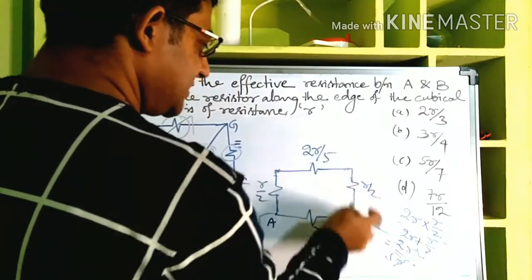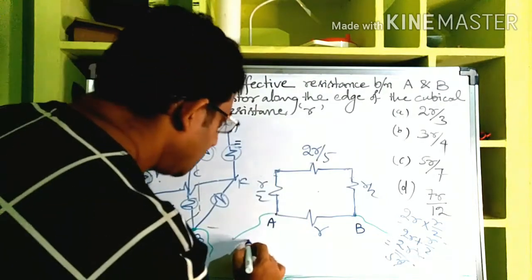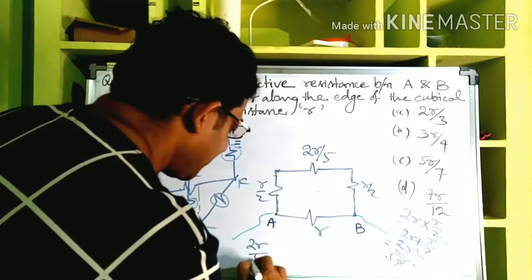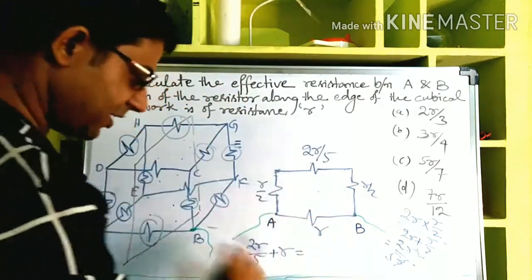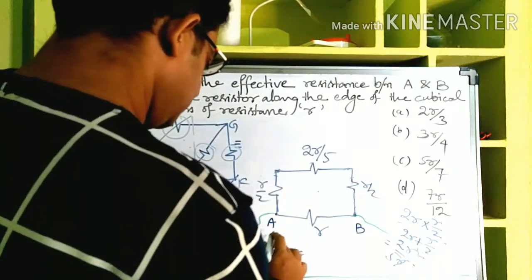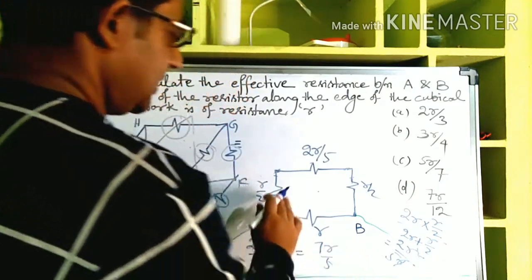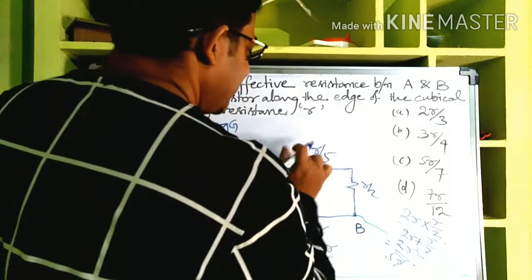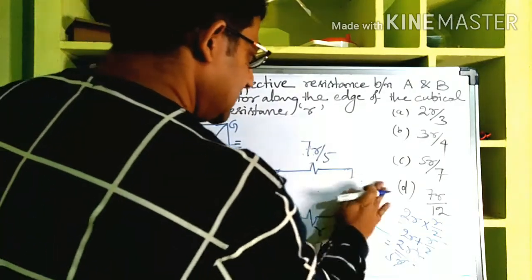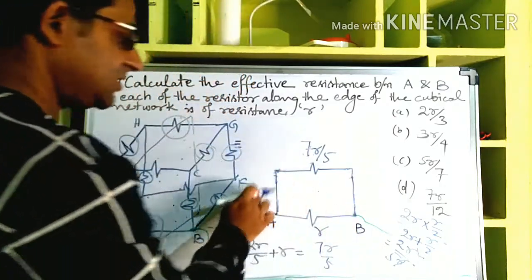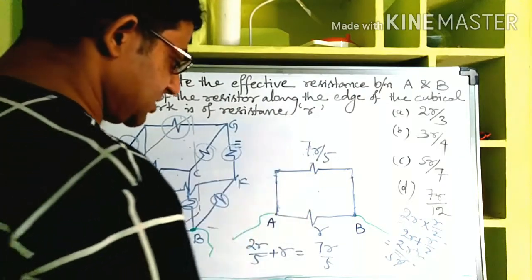These three are in series now. So we can simply add, yes or no? So 2R by 5 plus R by 2 plus R by 2, which is R, is equal to how much? So 7R by 5. Now all this together became 7R by 5, which is in parallel with finally the R. So this entire network became reduced to this much now.